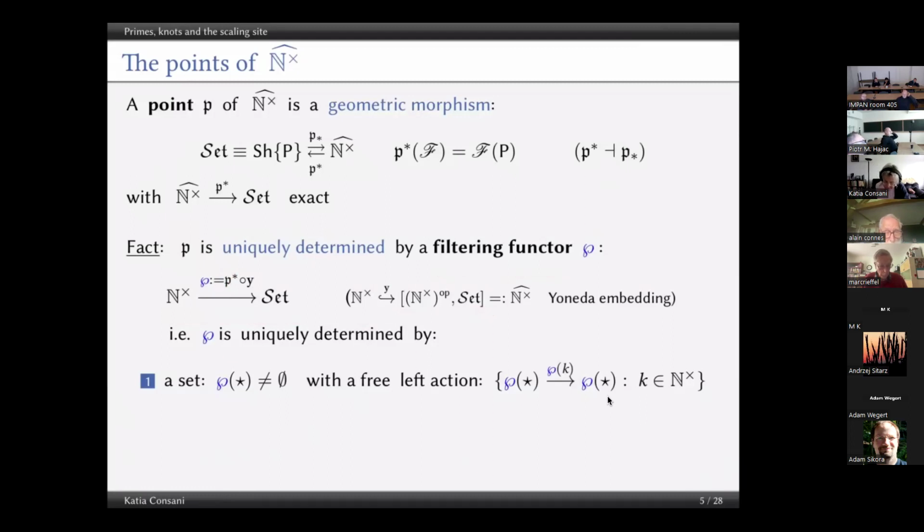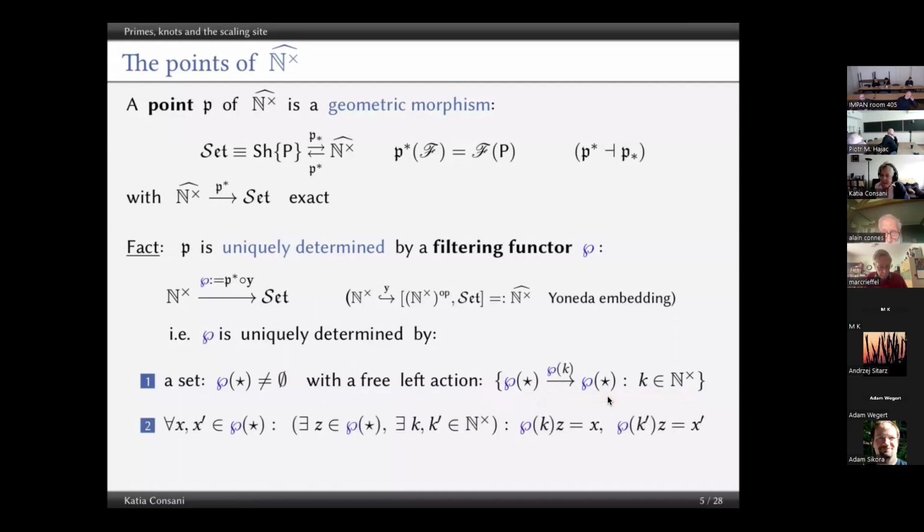It means that, first of all, the evaluation of this functor at the point is non-empty. And there is a free left action now, because there is contravariance involved, described by a family of endomorphisms, as we saw before.